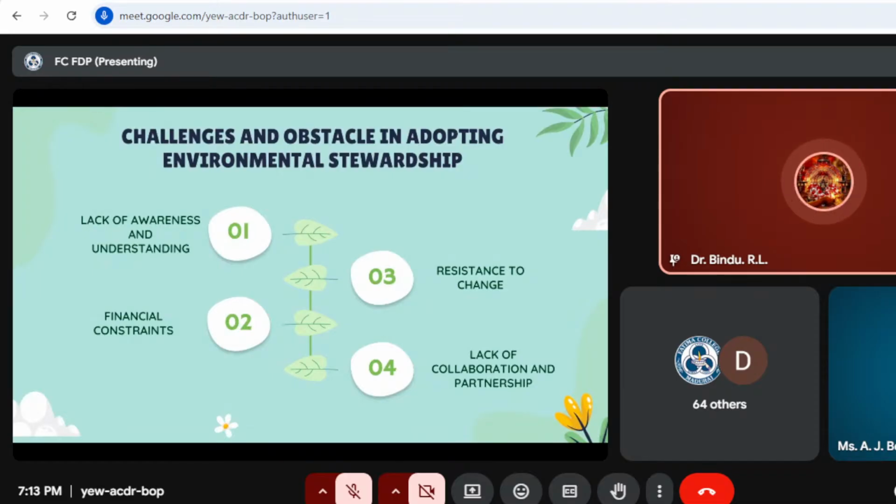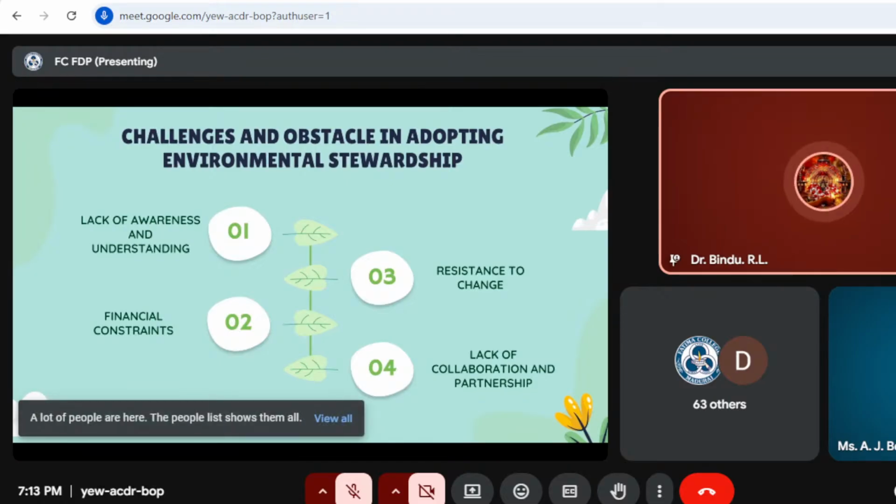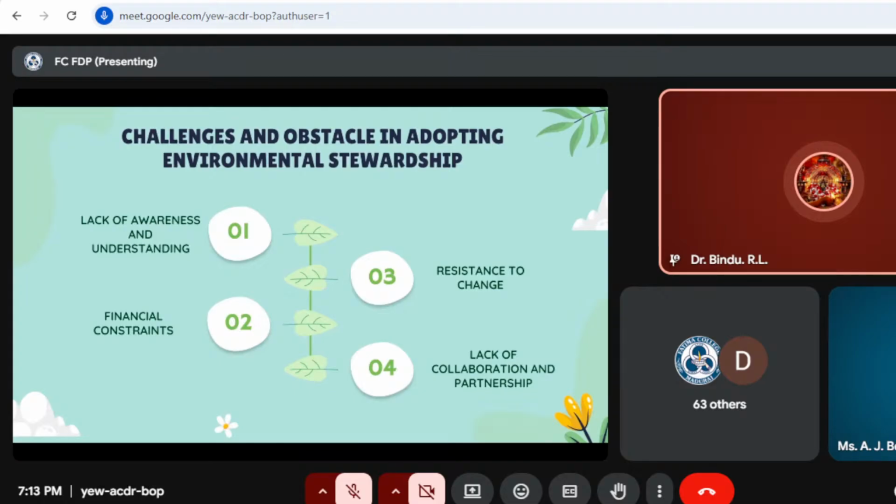Then what are the challenges and obstacles in adopting environmental stewardship? As we all know, lack of awareness and understanding, then resistance to change, financial constraints, lack of collaboration and partnership. We are more aware of our rights, not our responsibilities. We must have this responsibility mindset. Then only we will be able to collaborate with others, and that partnership will help us to be more responsible stewards. Yes, next.